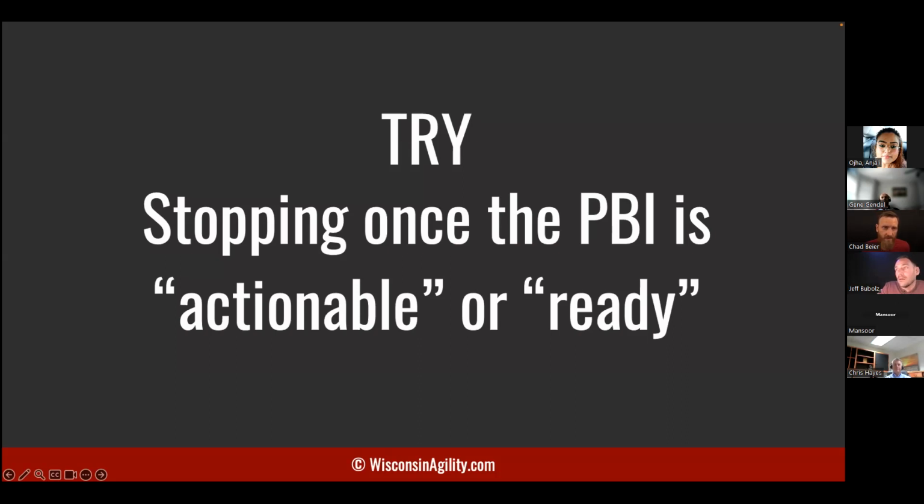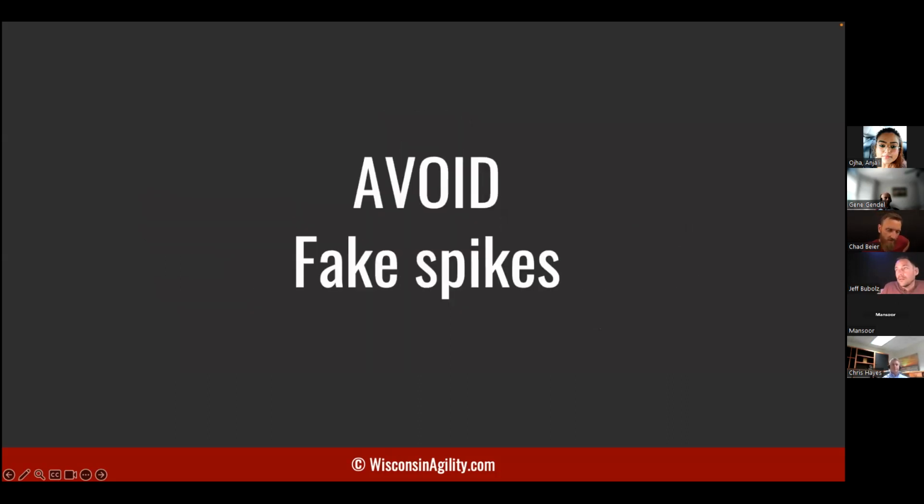All right, Jeff, you want to hit the next one or keep moving? Yeah, avoid fake spikes. This could be a hot topic and we can dive deep into it another time, or it could be its whole talk if we wanted to. But if you have spikes every single sprint, you're probably doing them wrong. If you have spikes rarely, maybe they're okay, but spikes should be an experiment.